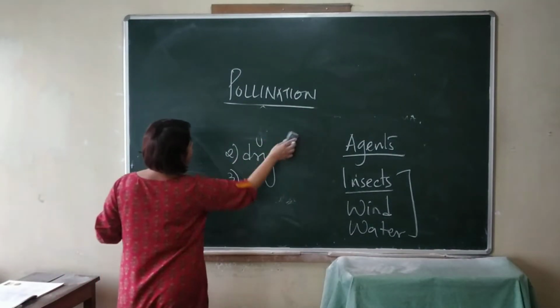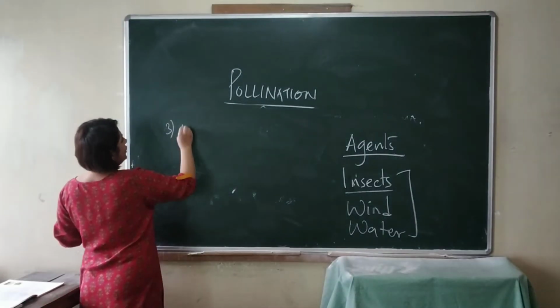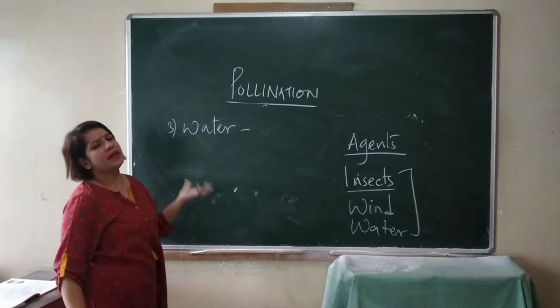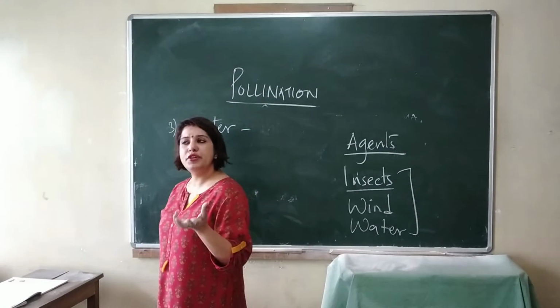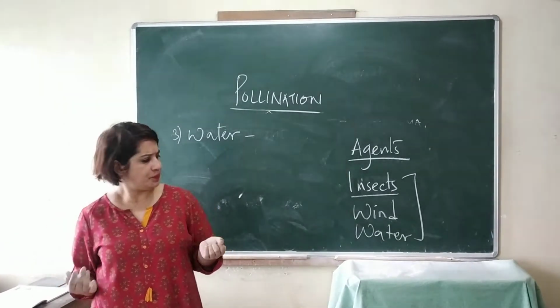And the last one, pollination by water. Here also, the flower need not be large, it need not be colorful, it need not produce nectar because water is not attracted to all things, it keeps on flowing.